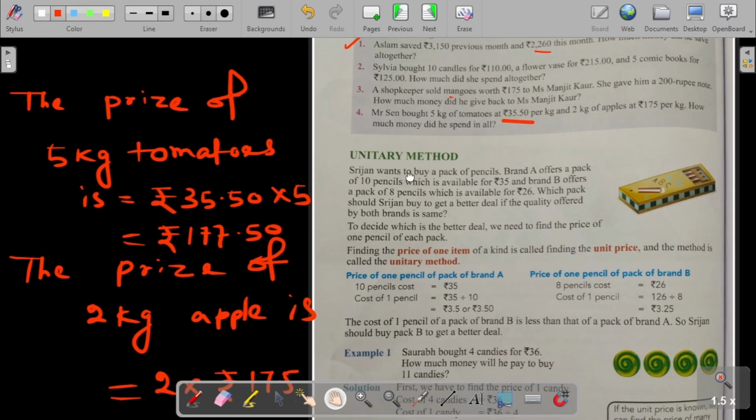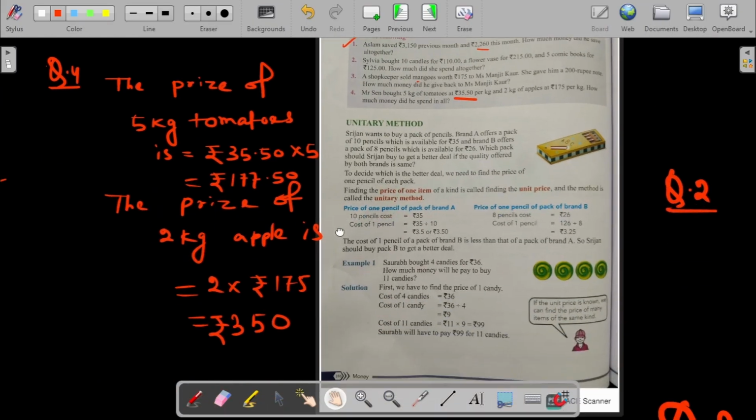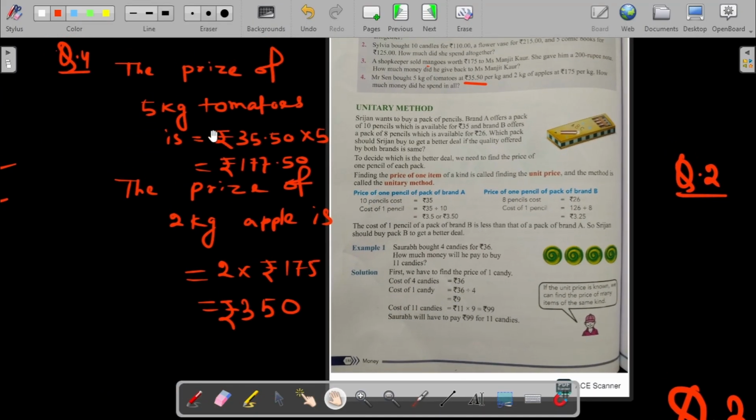Now the question is, how much money did he spend in all? So how much money did he spend? তাহলে কতগুলো অ্যামাউন্ট সে স্পেন্ড করেছে সব মিলিয়ে, এখানে 177.50, এখানে 350। তাহলে এই দুটোকে যদি আমরা এড করে দিই তাহলে আমরা পেয়ে যাবো how much money did he spend in all.